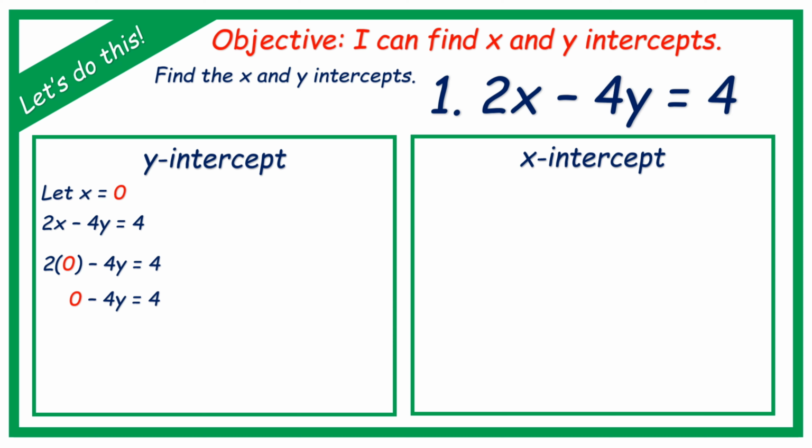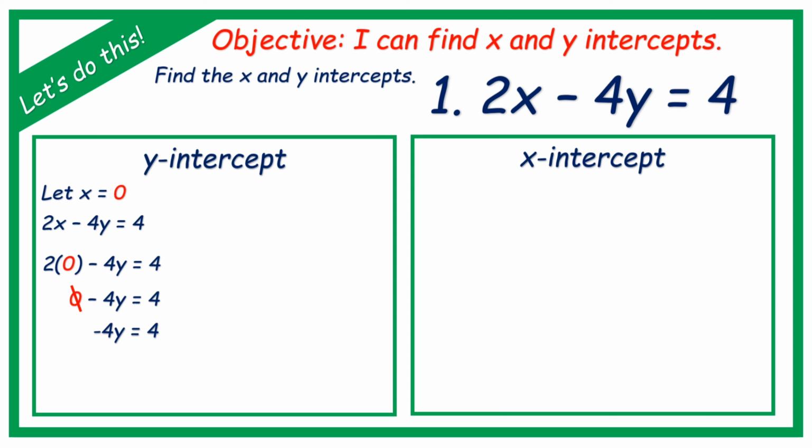Then it became 0 minus 4y equals 4. Why? Because we multiplied 2 times 0, and that gives us 0. So the fourth step, it became 0 minus 4y equals 4. Always remember, when you add 0 or subtract 0, it's nothing, so we just simply cancel it out. We have negative 4y equals 4.